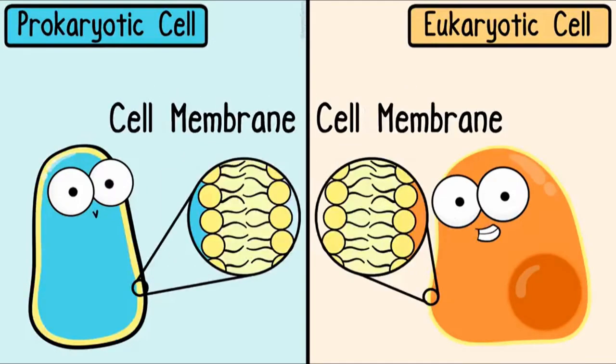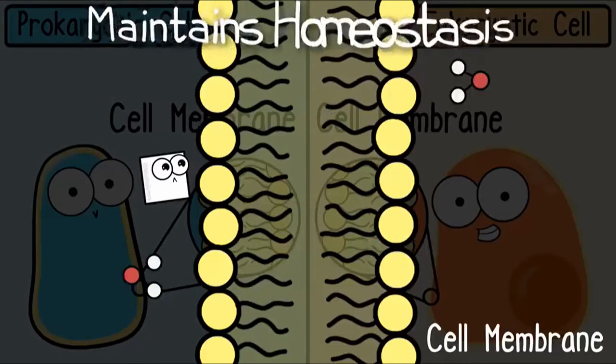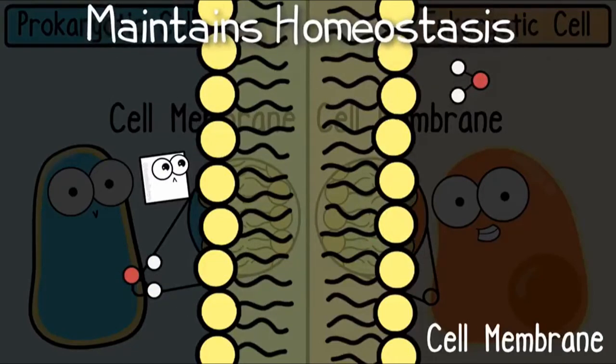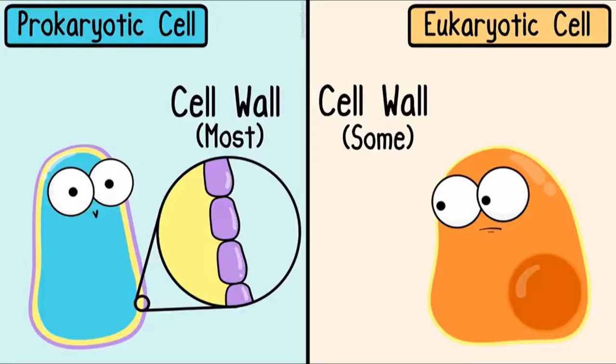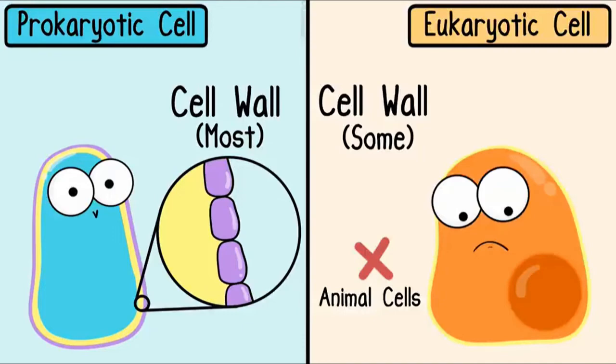Both of them have a cell membrane, also known as a plasma membrane, which is critical because it controls what goes in and out of the cell, and therefore maintains homeostasis. All cells have a cell membrane. Now, as for cell walls, most prokaryotic cells have cell walls. Many eukaryotic cells, plant cells and fungal cells, for example, can have cell walls. But there are plenty of eukaryotic cells that don't have cell walls, such as animal cells.